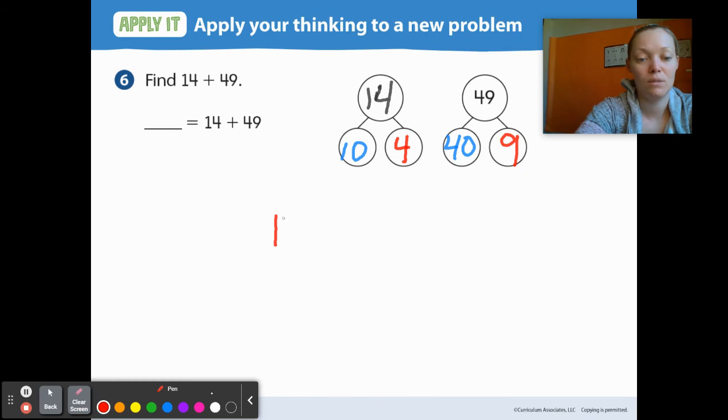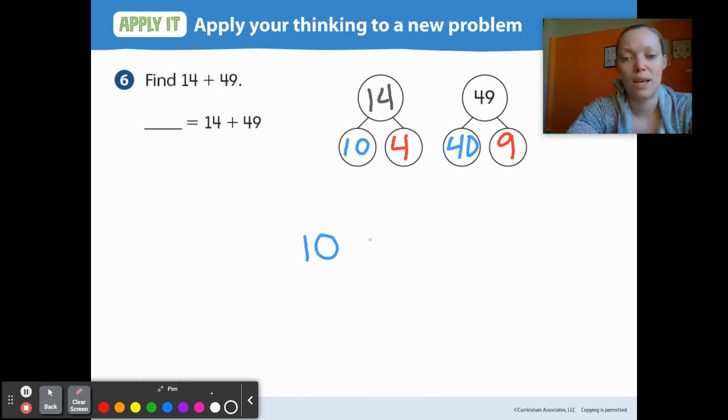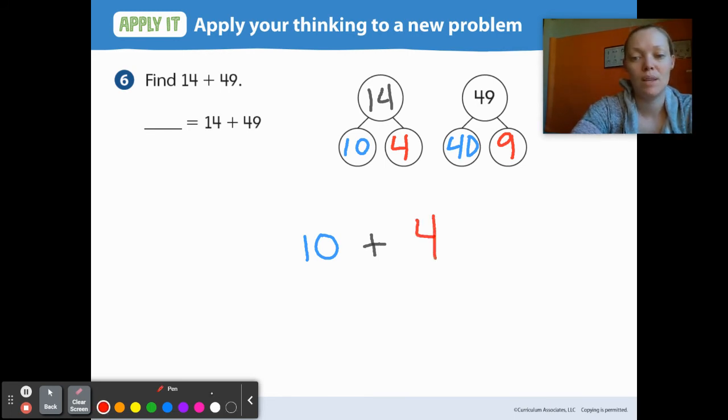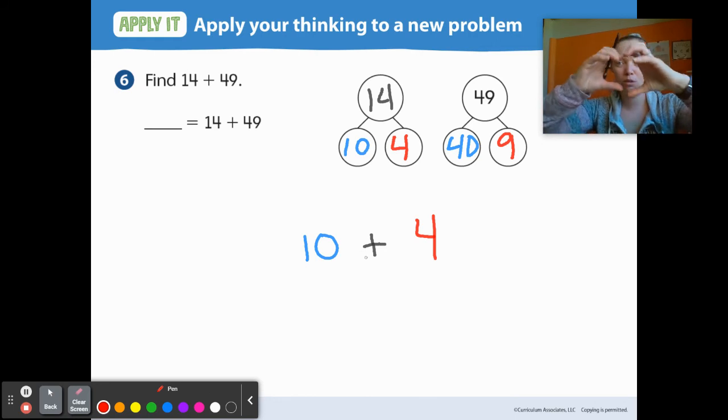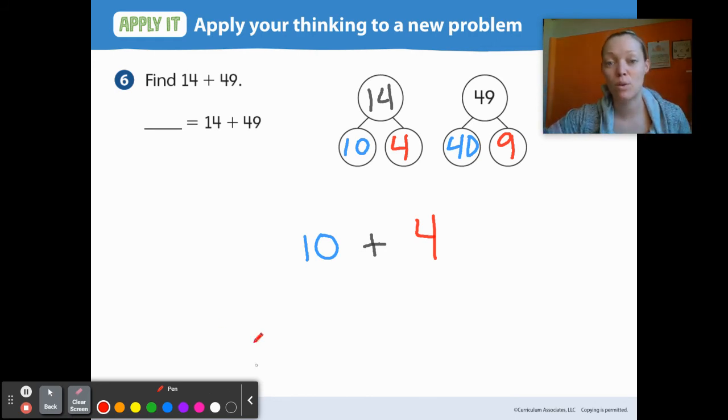10. Oops, wrong color. So I'm going to do 10 plus 4 for my 14. Then I'm going to stack my 49. This is actually called expanded form. Can you say expanded form? It's where you just say the value of each digit. So we know that 1 10 is 10. We know that 4 is 4.